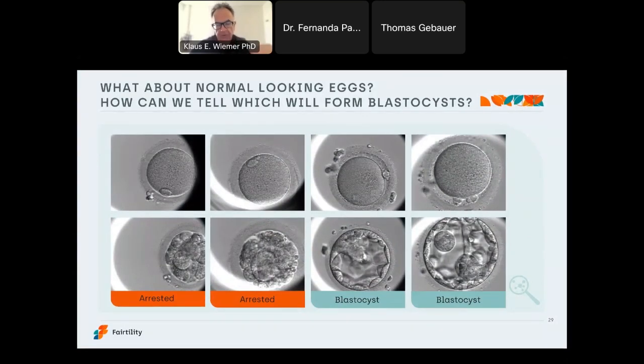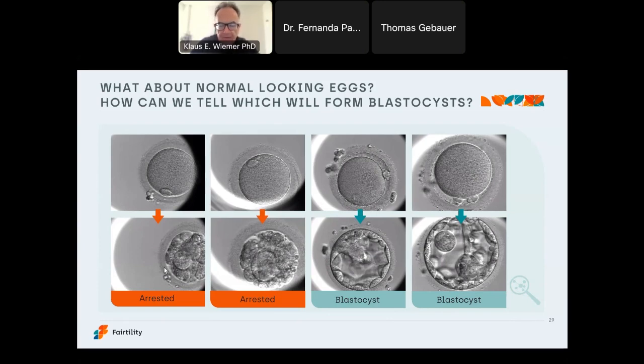There's two basic types. There's a type that takes a still image and then studies the pixelated pictures. And then there's others where they use a time-lapse incubator, where the camera takes an image all the way up and down through the incubator. And so that really helps a lot. You can see, for example, these eggs all look the same, but only the two on the right were able to form a blastocyst.